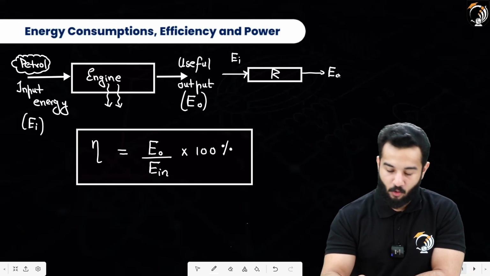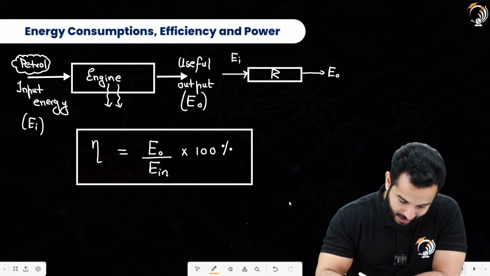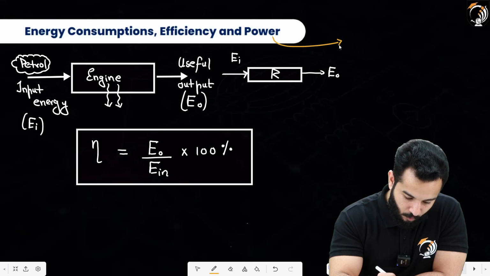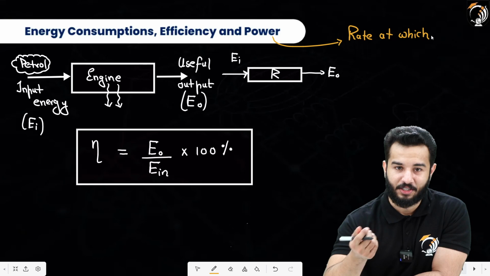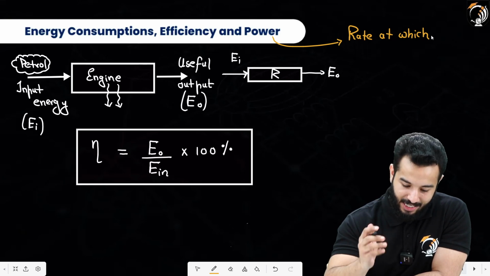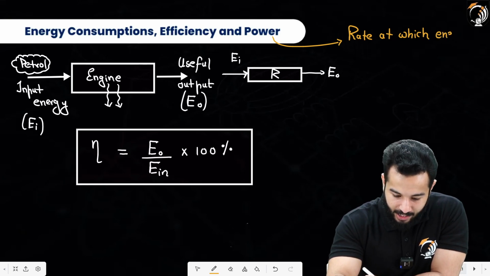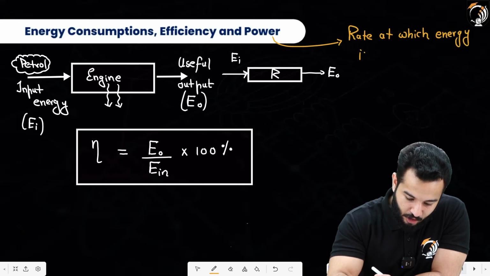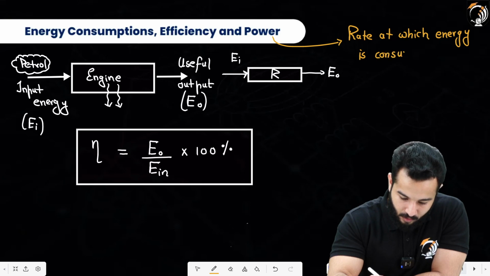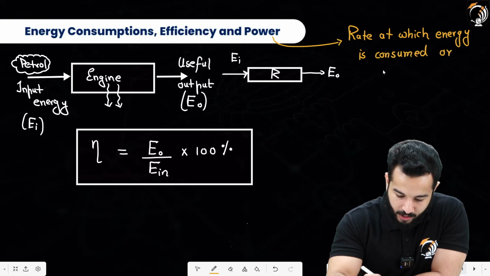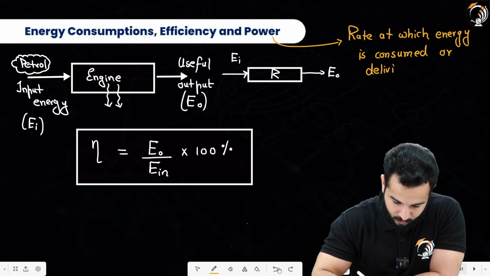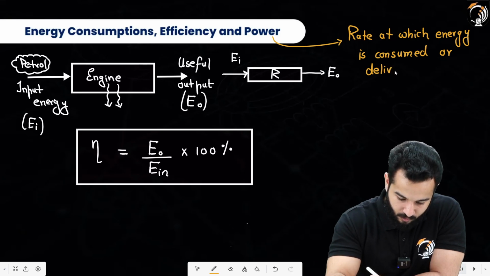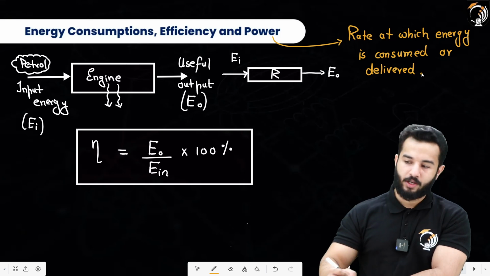Other than this, when we are going to talk about power, power is actually nothing but the rate at which work is being done. Rate at which work is done, or now you know that we can also call work as energy. So now you can think of it like this: the rate at which energy is consumed or delivered. So I'm going to give you an example.